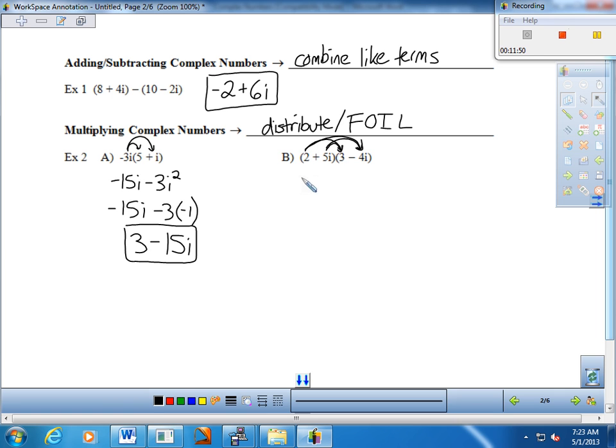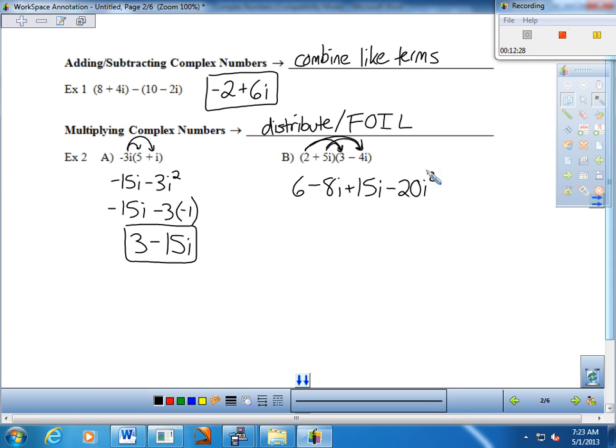So 2 times 3 is 6. Let's get that going. Outside, 2 times negative 4i is negative 8i. So 2 out of the 4 taken care of. Then I revert back to the inside here. 5i times 3 is definitely 15i. And then the last is what we'll be a little careful on. I have 5i times negative 4i. So definitely a negative 20, and an i squared on that should do. Just be careful on that piece.